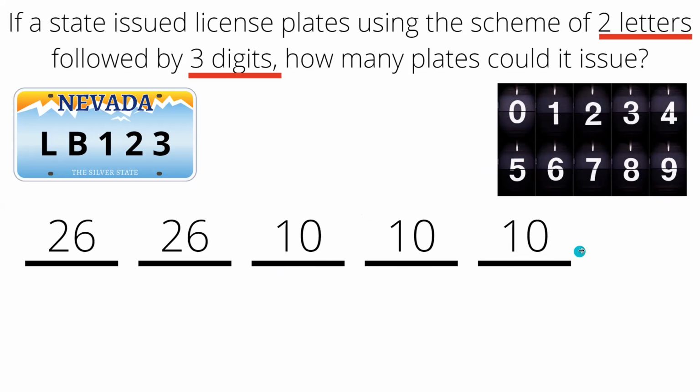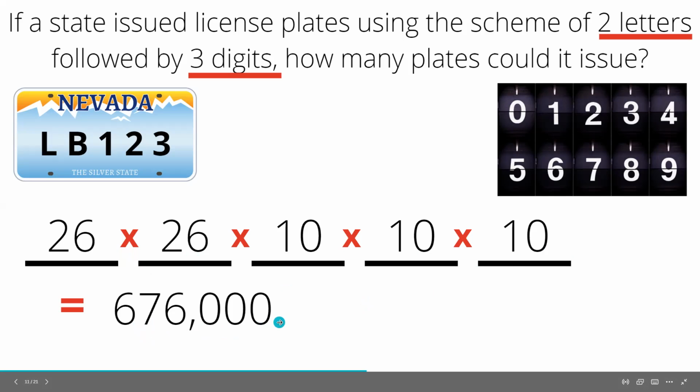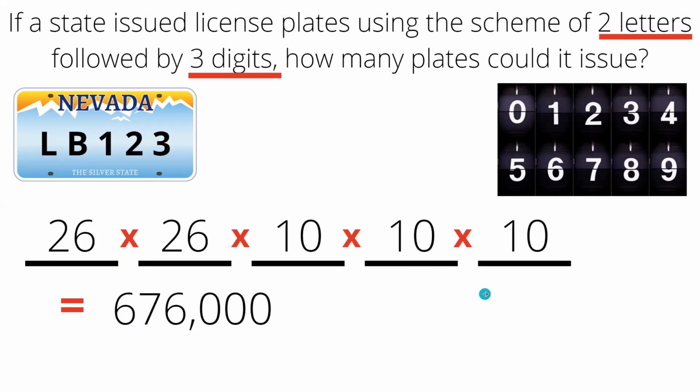Now, to get your final answer, these are all independent choices. And you've heard me say several times that if you have independent situations, then you multiply all of those together. So you're going to take 26 times 26 times 10 times 10 times 10, and you're going to get a big number. The big number is 676,000. And that's your answer. There's 676,000 different license plate combinations.